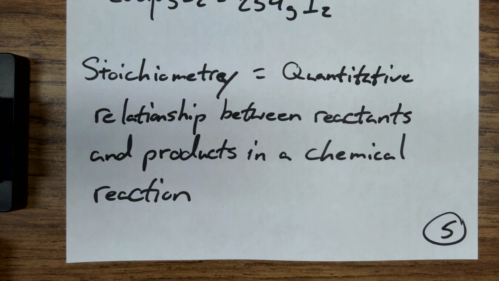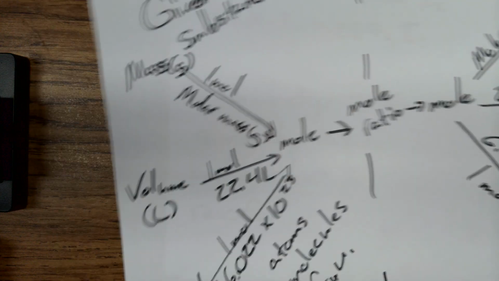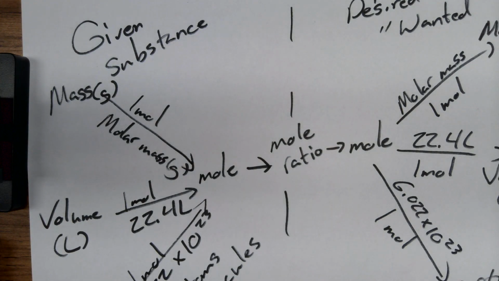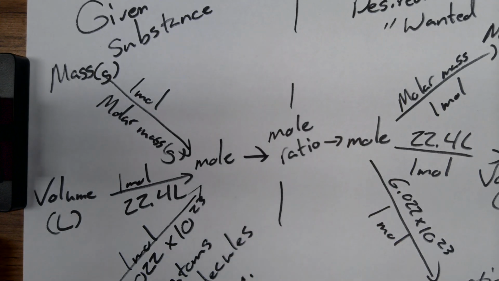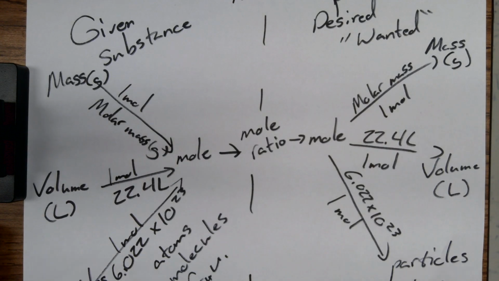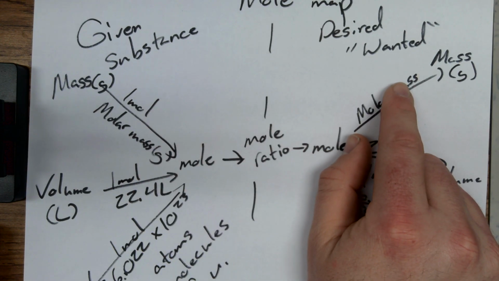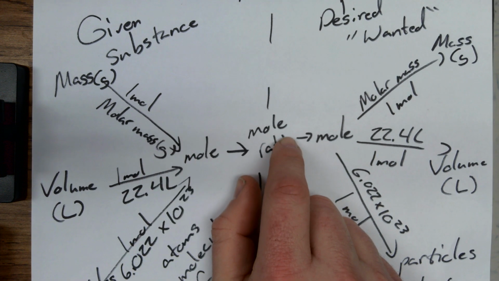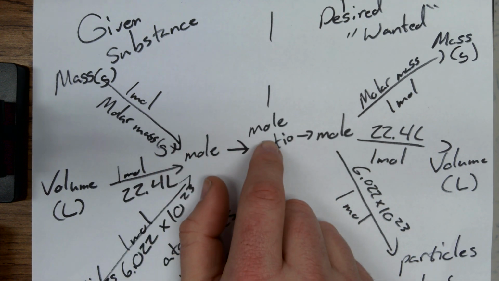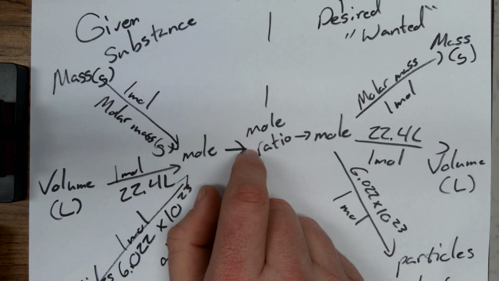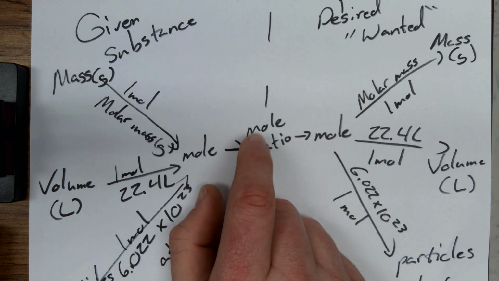And I cannot stress this enough, but this table that you built will make or break your time. Given substance, desired wanted substance. How do I get from one side to the other? The mole ratio. Without the mole ratio, without those coefficients, everything falls apart.